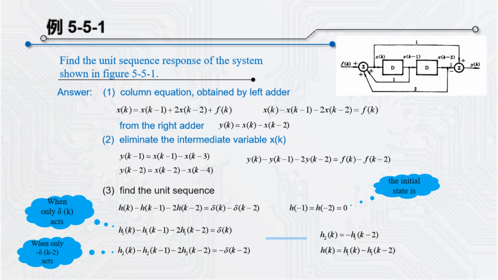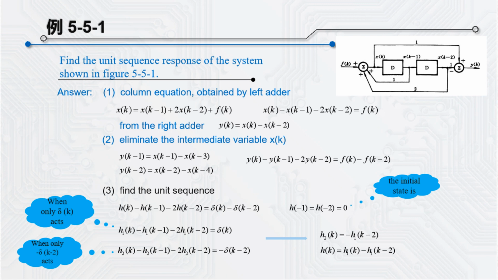First, let the input of the leftmost delay unit be set, with its intermediate variable being S of k. Obviously, after the first delay unit, the intermediate variable is x of k minus 1. After the second delay unit, the intermediate variable is x of k minus 2. Then write the equations according to the summator. After you write these two equations, let's eliminate the intermediate variable x of k, the intermediate variable x of k minus 1 and the intermediate variable x of k minus 2. So that's the difference equation.